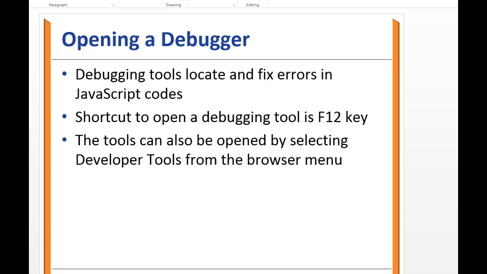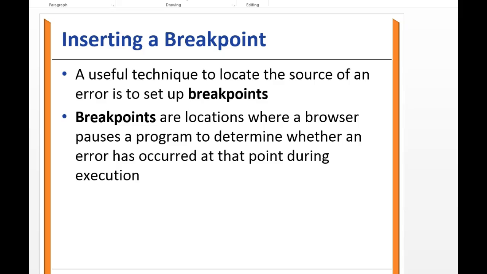So, the debugging tools locate and fix the errors in the JavaScript. We can use a shortcut to open a debugging tool. That's F12. To view the Google Chrome Developer tools, you can use F12. This tool can also be opened by selecting the Developer tools from the browser menu.